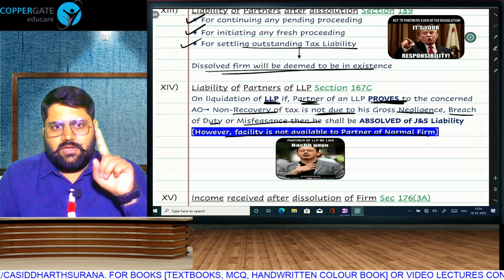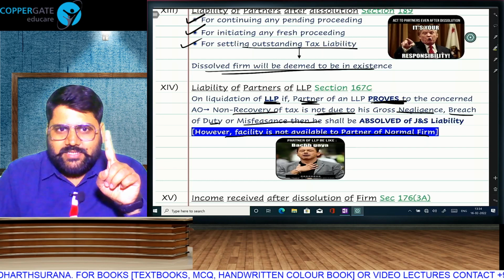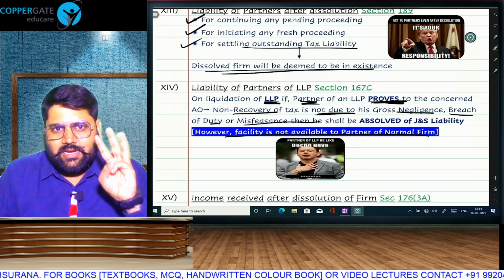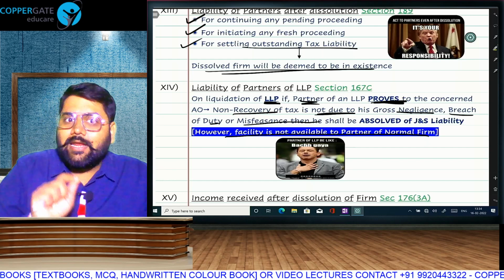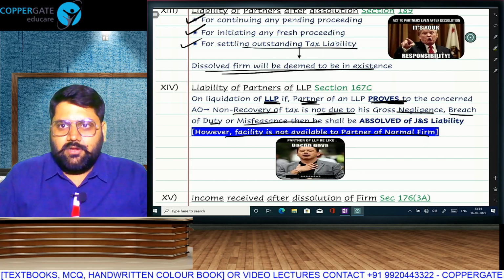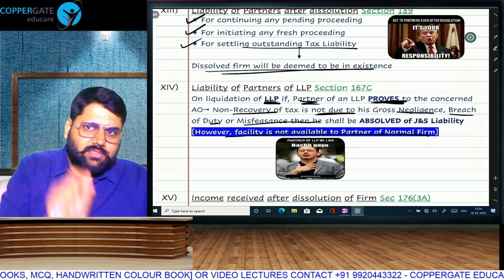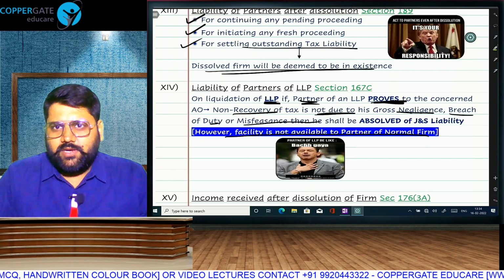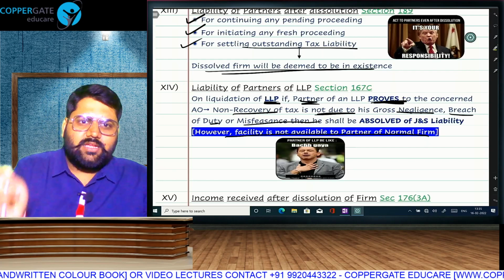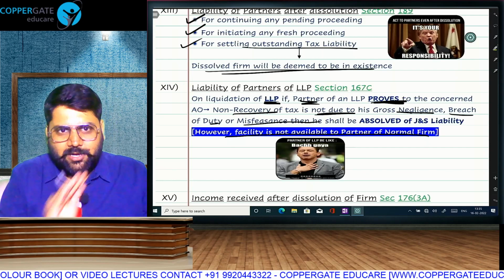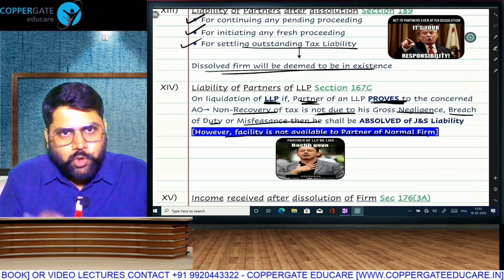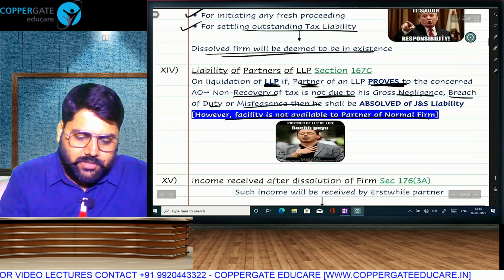Now focus please. In a partnership firm, joint and several liability, deceased partner's legal heir, maximum liability is the inheritance. Same rule in LLP also. Same. But only if proven, that partner will get immunity. So there is joint and several liability, but you escape if you prove. Escape if you prove, and only for a partner of LLP, not available to a partner of a normal partnership firm.